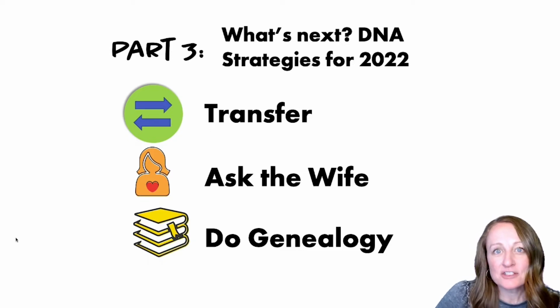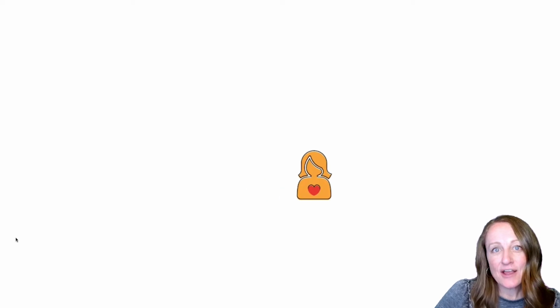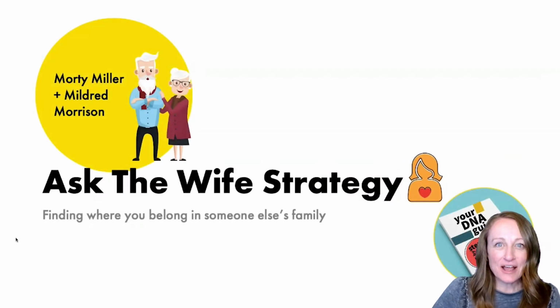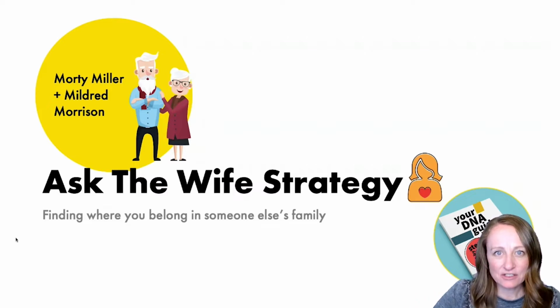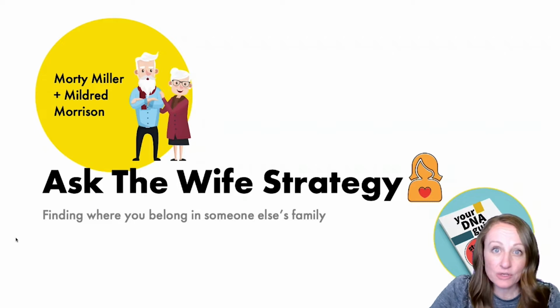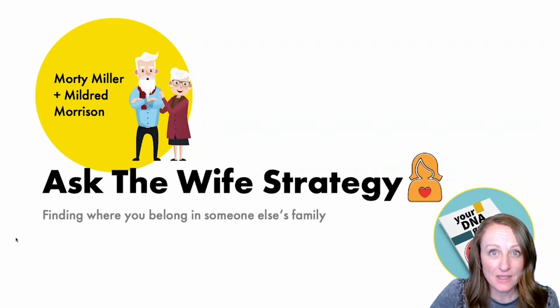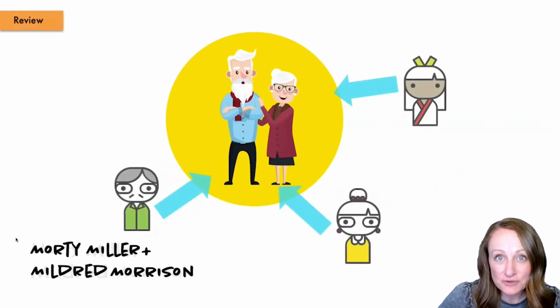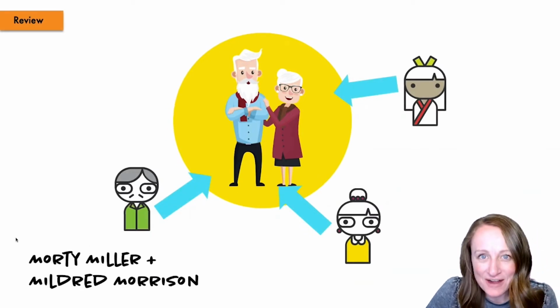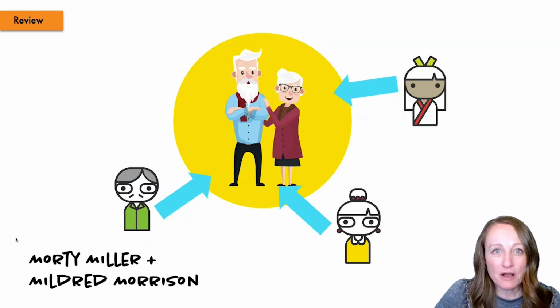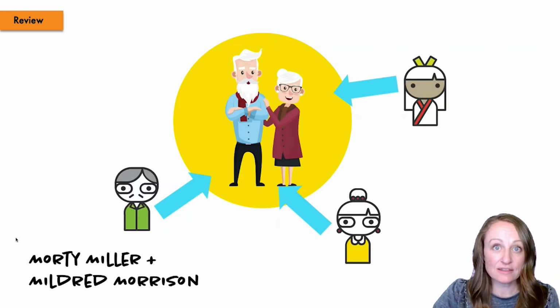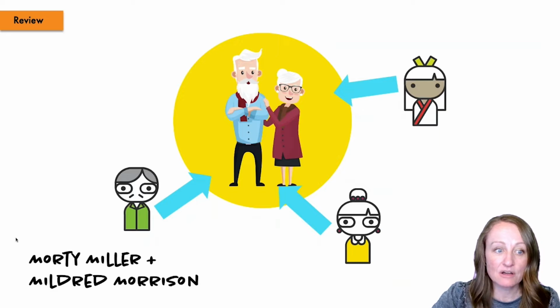You also might want to try this strategy called Ask the Wife. I go over this in my book, but very simply put, it's when you find a group of matches who have a common ancestor with each other, and you're trying to figure out how you share a common ancestor with them. If you'll remember from part 2 of this series, and if you haven't watched it, go back because we're going to build on it now. In part 2, we talked about finding this group of matches, and this group had a common ancestor of Morty Miller and Mildred Morrison.